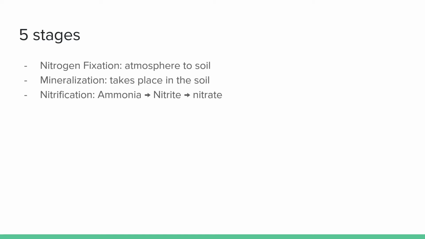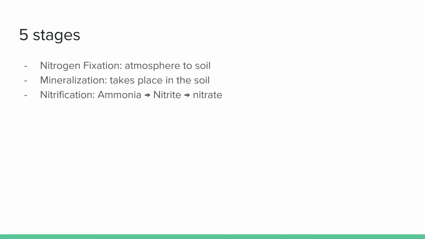Mineralization takes place in the soil as well, and this is another way for plants to get nitrogen. Through decomposing plants or animals, nitrogen is being converted to a form that can be used by plants. Nitrogen fixation transforms nitrogen where plants are able to use, but not all plants are able to use the transformed nitrogen in nitrogen fixation. So that is where mineralization takes place.